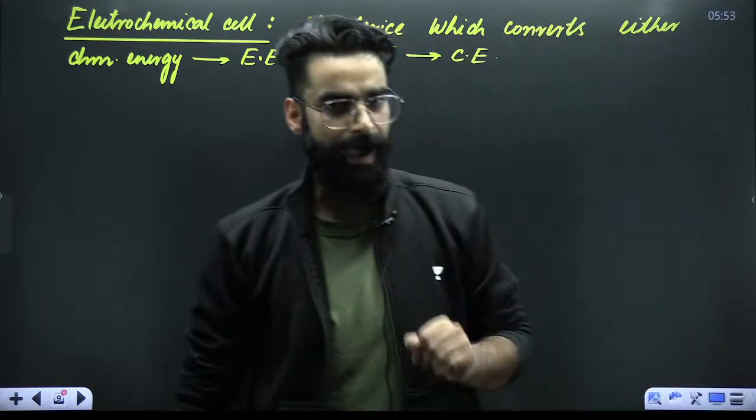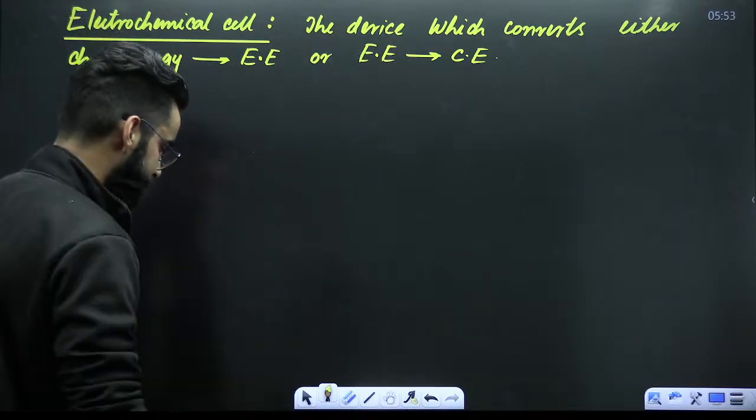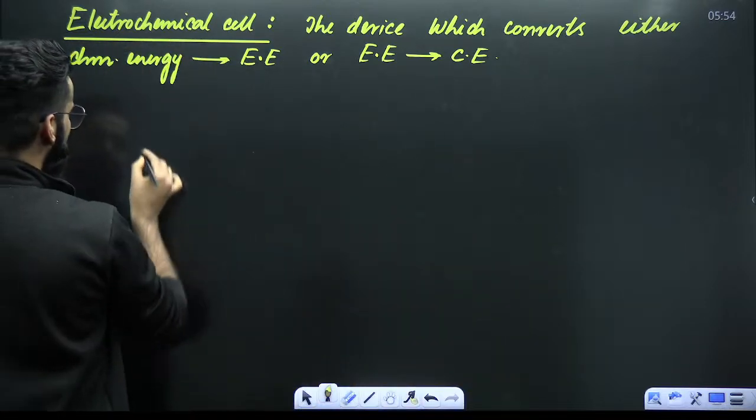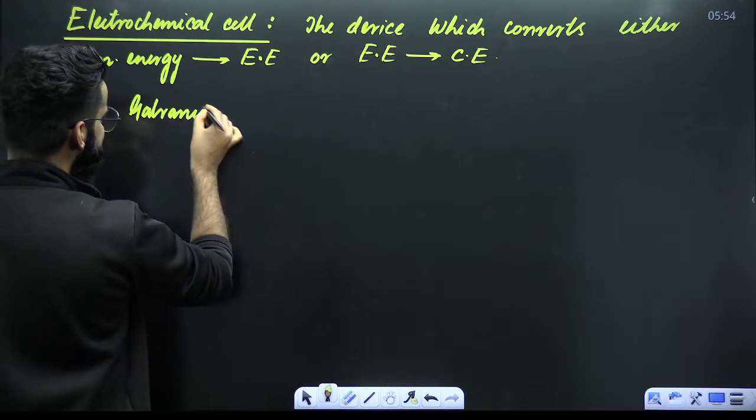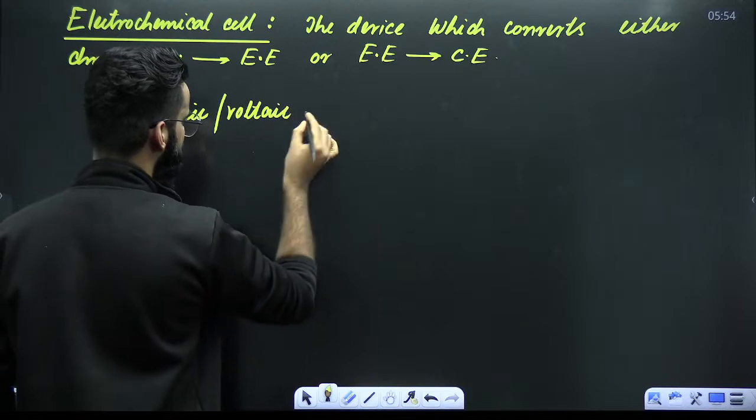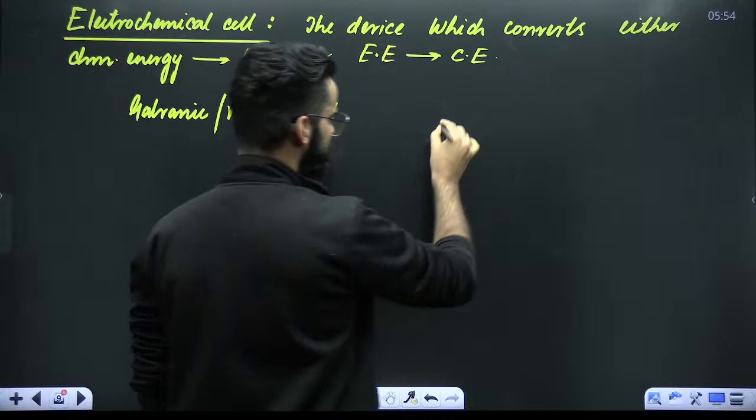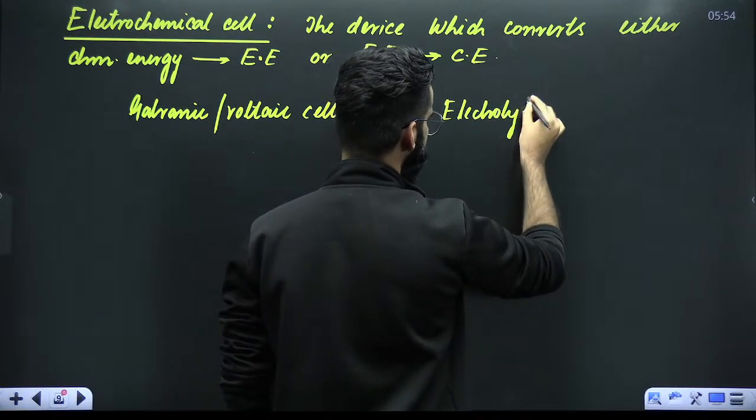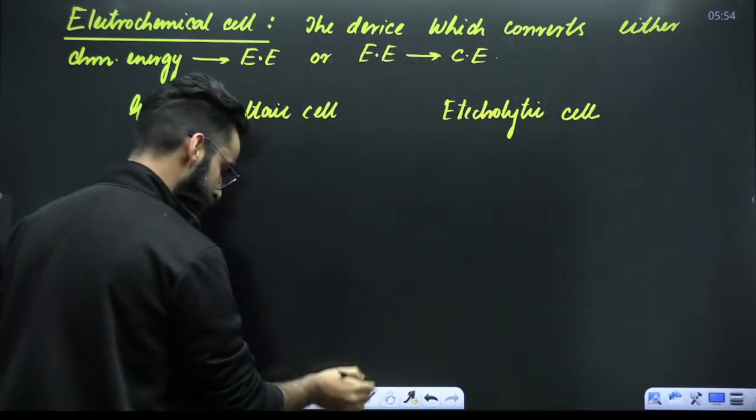Perfect. Now, this electrochemical cell, it's actually of two types. My dear students, one is called the galvanic cell, or you call it the voltaic cell as well. Number two is something which you call the electrolytic cell.